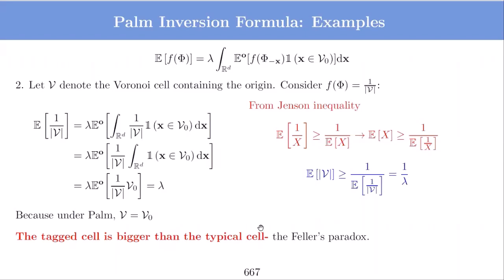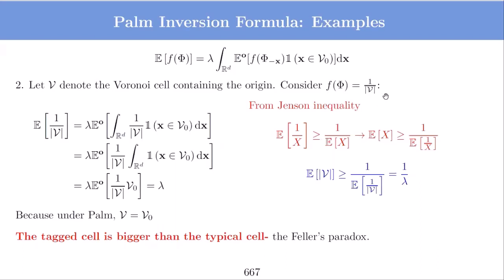Another example we will see. Here I will put f equal to 1 upon norm of V. What is V? V is the tagged cell size. So you take the point process and find which point the origin belongs to. That point is known as the tagged cell, and then you take the size of that tagged cell and do 1 upon V. So that will be f.